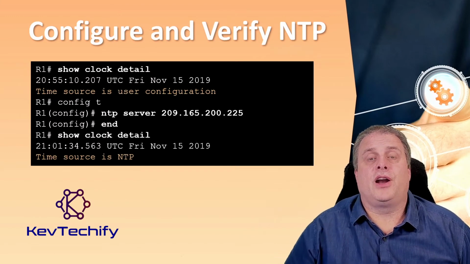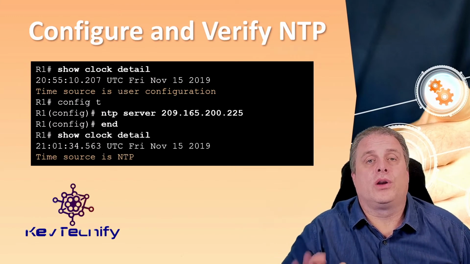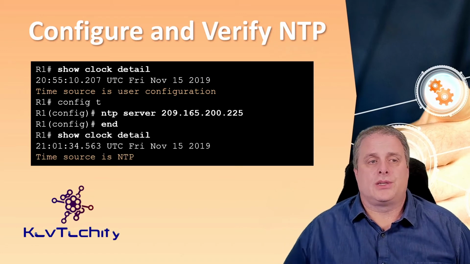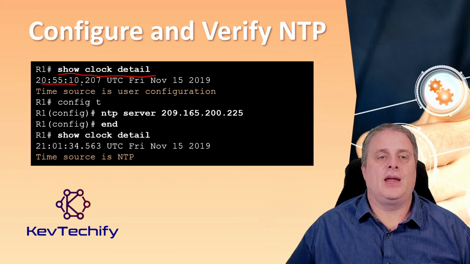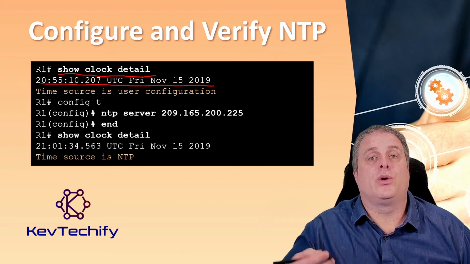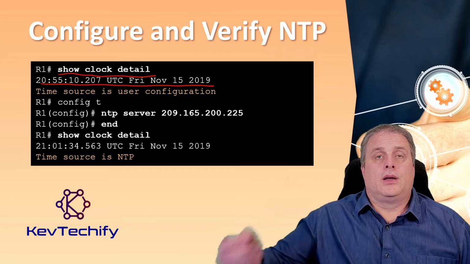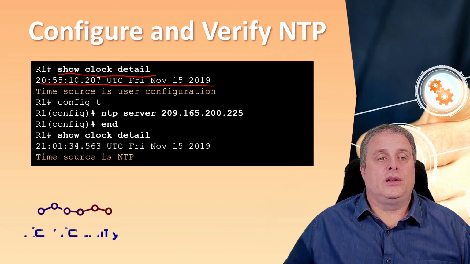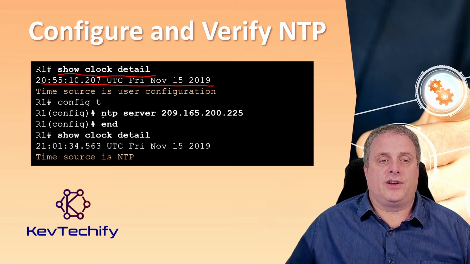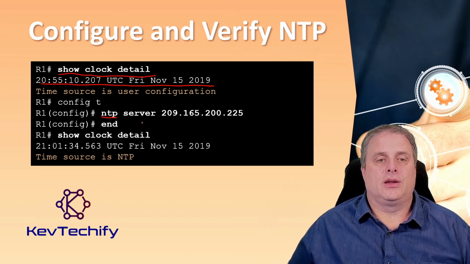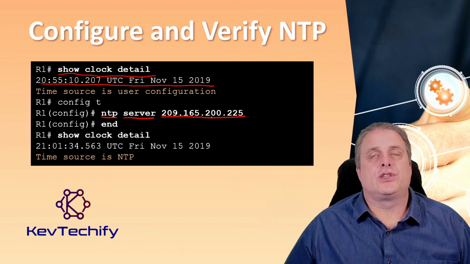To configure and verify NTP on your networking devices, routers and switches, the first thing we can do is say show clock detail. Show clock detail will give you the time and the date that is configured on your device. We can then go in and set it up. So we go into global configuration mode, and it's a fairly simple command. You say NTP and then the word server, because you want to go to the server, and then the IP address of that server. And there's a lot of servers out there.